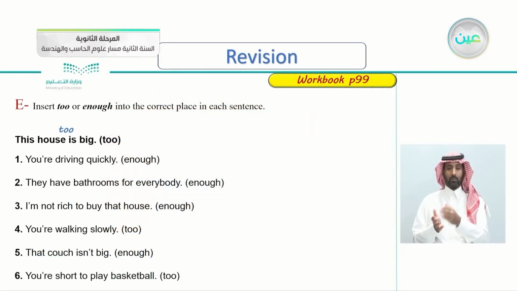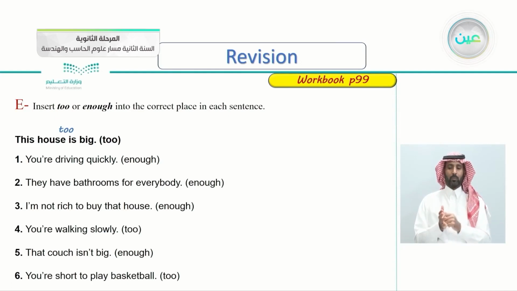Jumping on to exercise E here, insert too or enough into the correct place in each sentence. So we'll be inserting too or enough in their correct places in each sentence. If you remember, where do we put too and where do we put enough, before or after the adjective, and so on. The first one is already done for you. This house is big, and the word too. Of course, we say this house is too big.